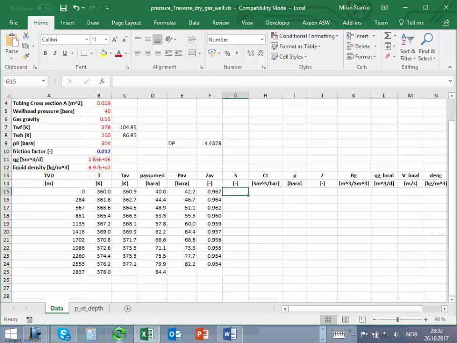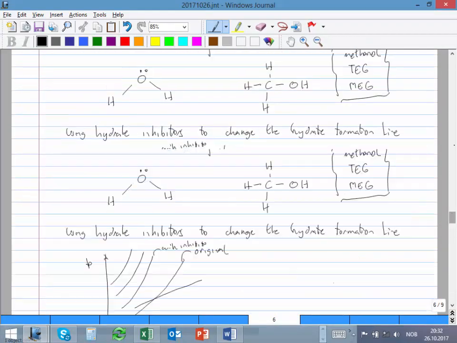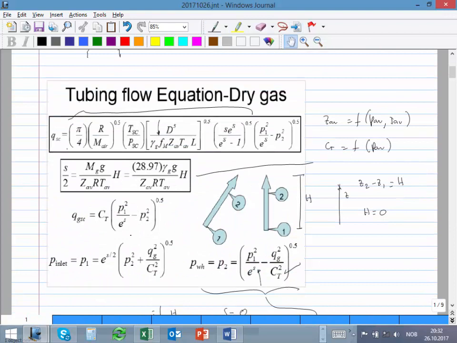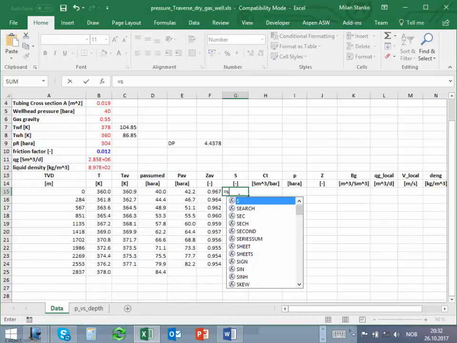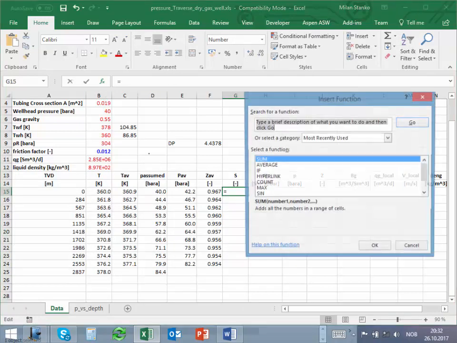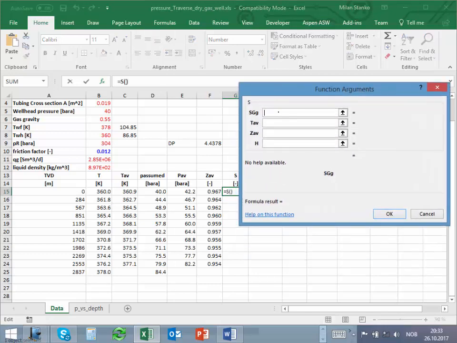Now I want to calculate the elevation coefficient. The only things that I need to calculate pressure are these two: I need the elevation coefficient and I need the CT. So I have already programmed for you two functions. Let's find it here. I think it's better if we go here. These are defined. And let's look for S, I think. S here. And S is taking the specific gravity of the gas, which is up here. I block it. Taking the average temperature is here.